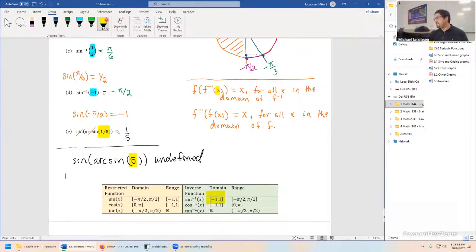So this part right here, for all X in the domain of F inverse, is critical whenever we use these cancellation properties. And likewise right here, for all X in the domain of the restricted function F at the same time. So any questions at all, folks, about dealing with these kind of cancellation properties with the inverse functions?